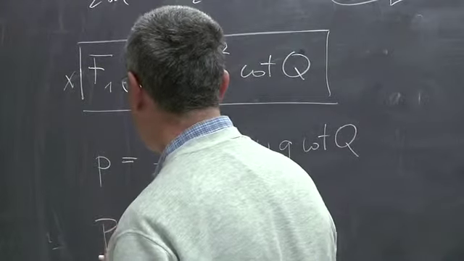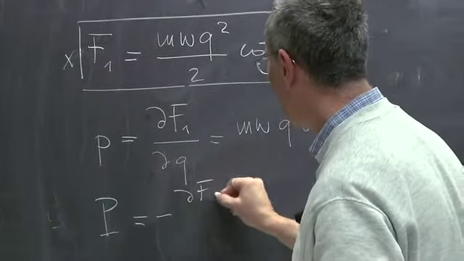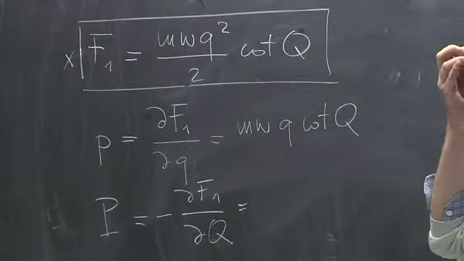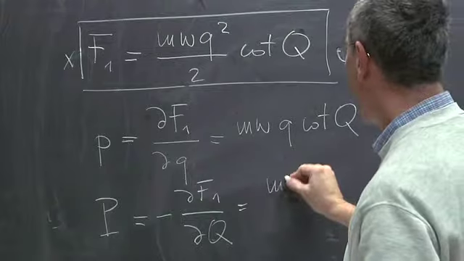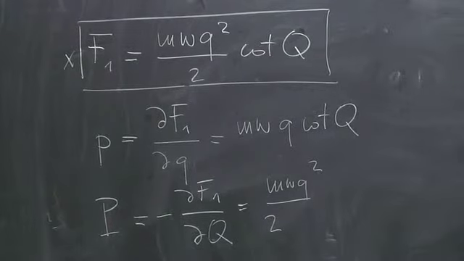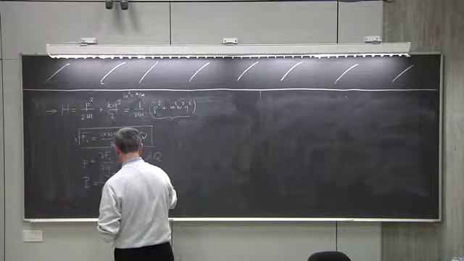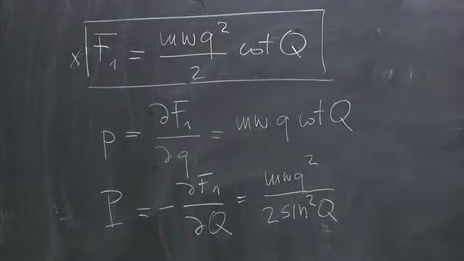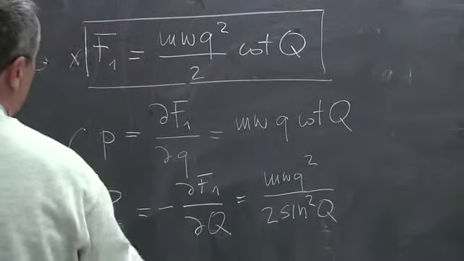And what is big P? Uppercase P is minus, remember, or if you don't remember, I tell you, the derivative with respect to big Q. So you have to take the derivative of the cotangent. So it's m omega q squared divided by 2, and I tell you that the derivative of the cotangent is 1 over the sine squared, right? Minus, you're right, so that takes care of that minus there. And there is no time dependence, so I don't have to worry.